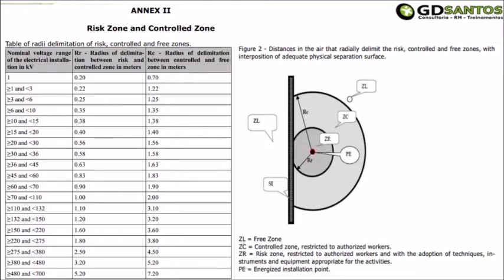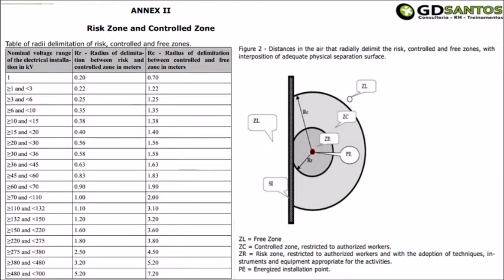When we add these two values, the 70 centimeters from the control zone and the 20 centimeters for the risk zone, we have approximately 1 meter. It's about 90 centimeters. Thus, we establish a radius of 1 meter for a value lower than or equal to 1 kilovolt.